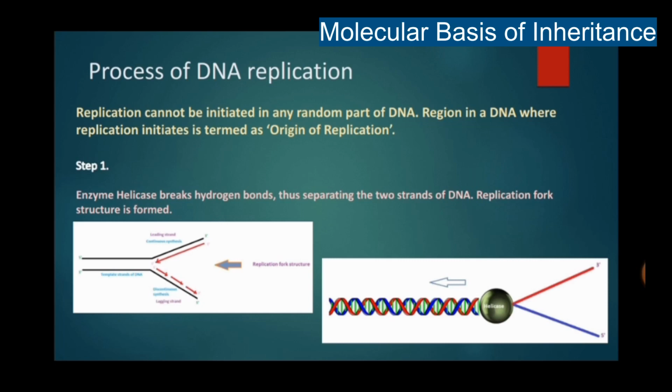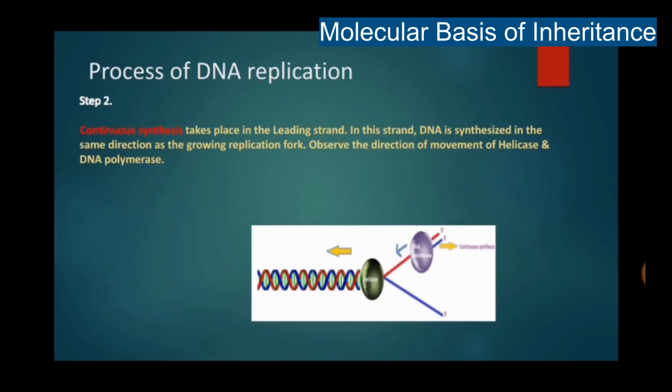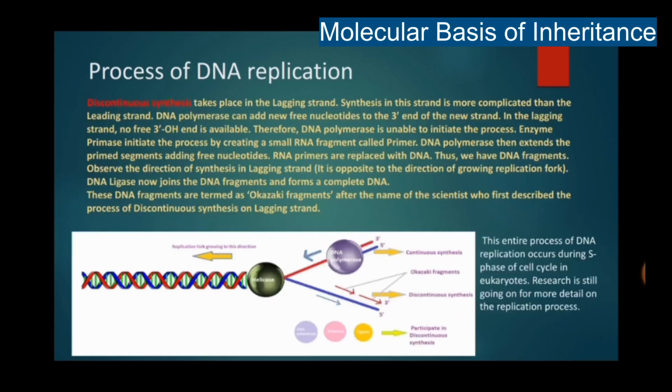DNA polymerase का काम क्या है? DNA polymerase का काम है to create a copy of both these separated strands. ये जो दो strands separate हुए हैं, इन दोनों strands की copy create करना, right? It has to create a copy of this strand as well as this strand.